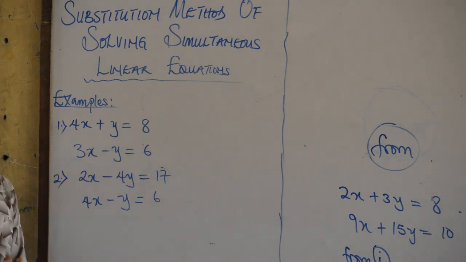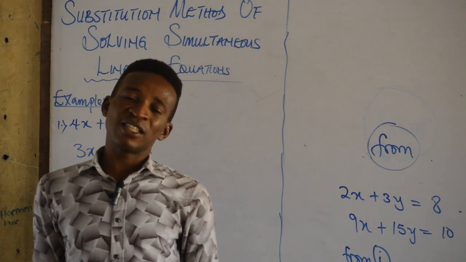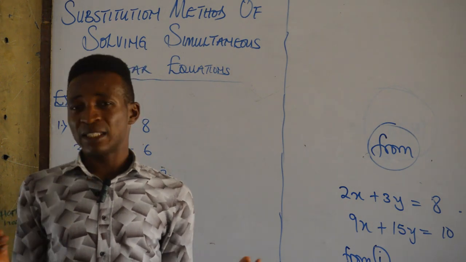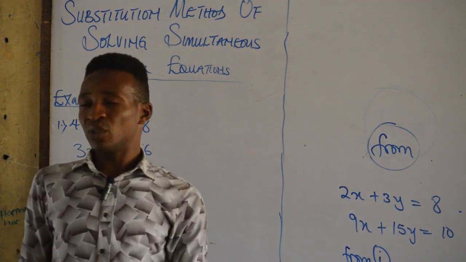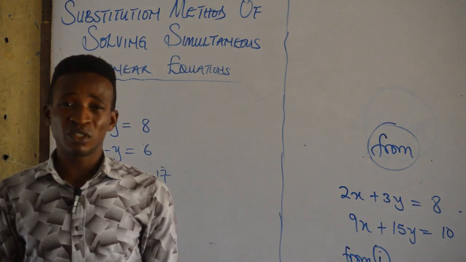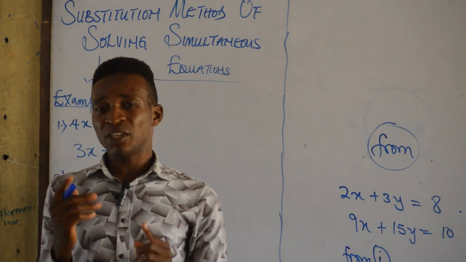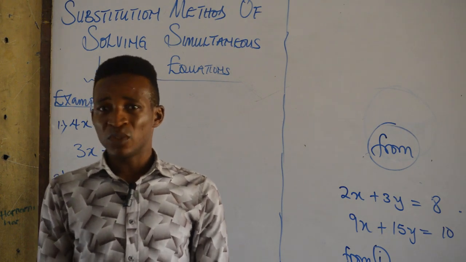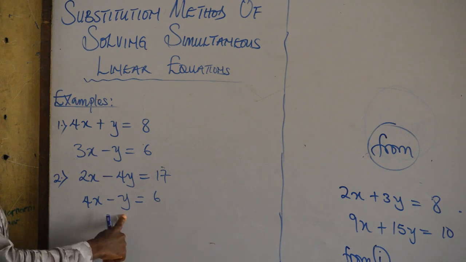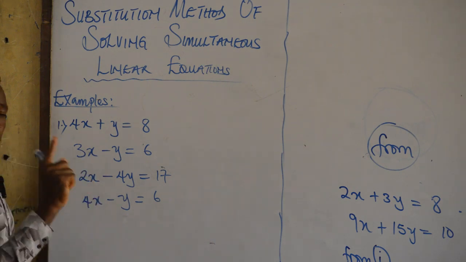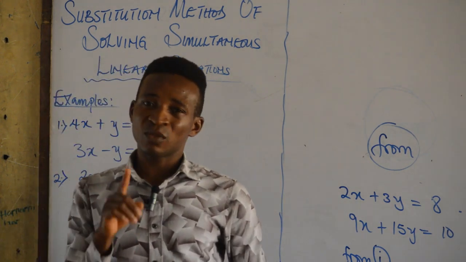So for today, I'm going to be limiting the explanation to questions that have a coefficient of 1, and that is very easy for us. In our next class, I'm still going to take the substitution method of solving simultaneous equations, but this time it's going to be on questions where none of the variables has a coefficient of 1. Here we have a coefficient of 1, and for equation 2, our y is also 1. So it's easier for you when a question has a coefficient of 1.